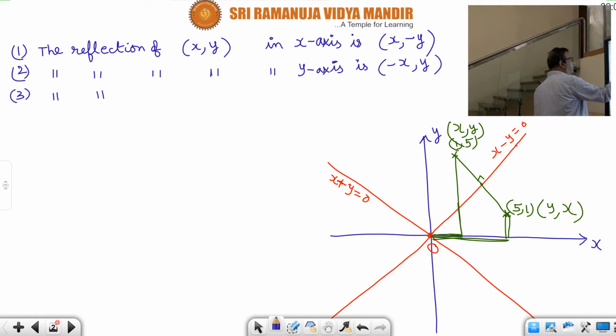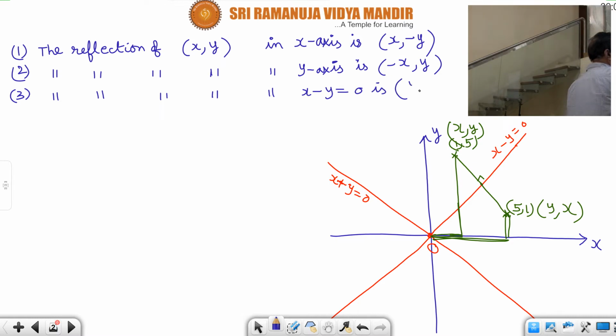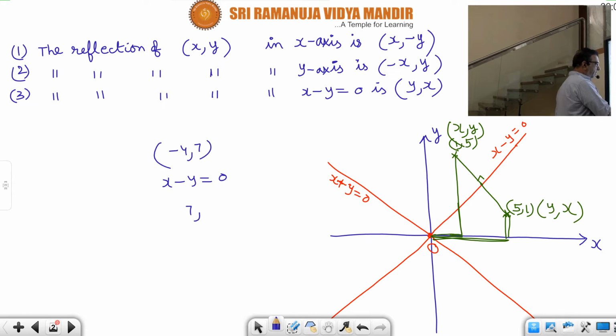The reflection of x comma y in x minus y equal to 0 is what? Y comma x. All the students, are you following me? This is very easy. In x minus y equal to 0, if you want the reflection, you just have to interchange the coordinates. For minus 4 comma 7, what is the reflection? 7 comma minus 4. That's all. X coordinate and y coordinate, just interchange. Any quadrant, you don't bother.